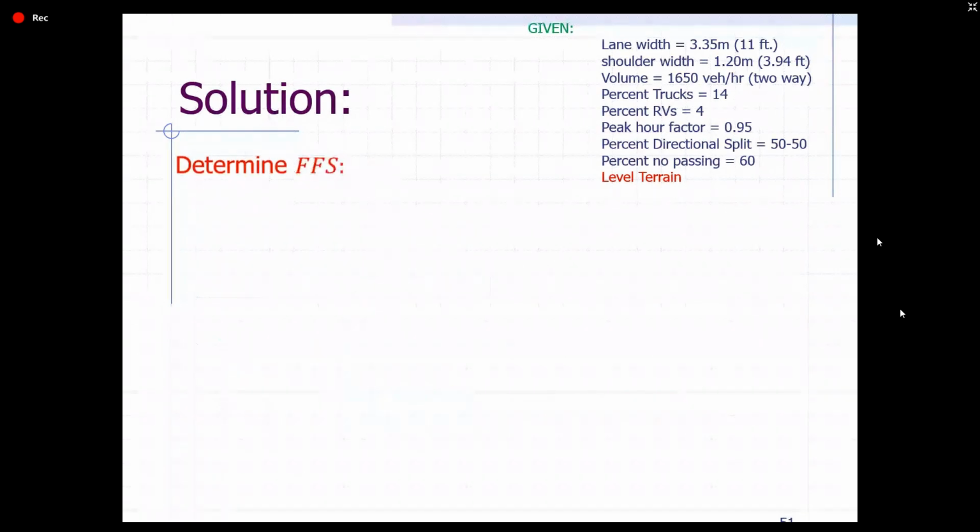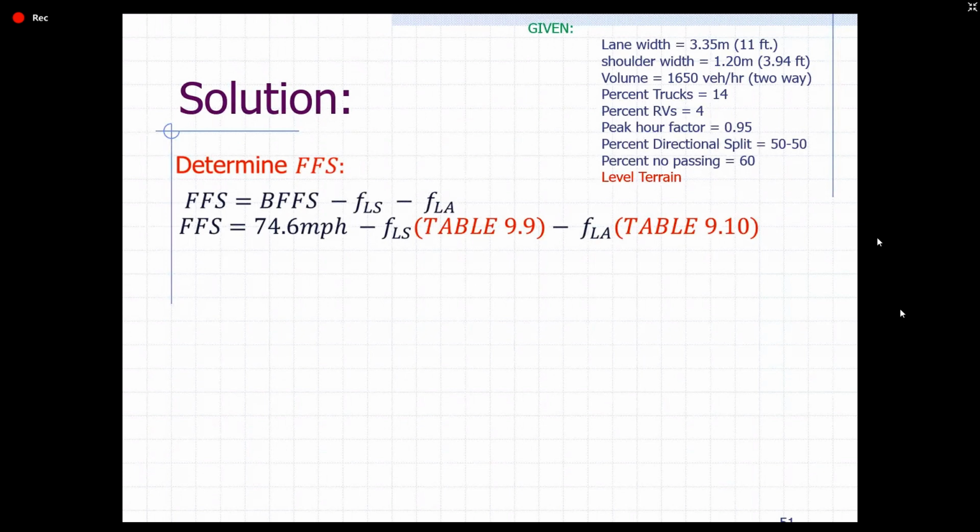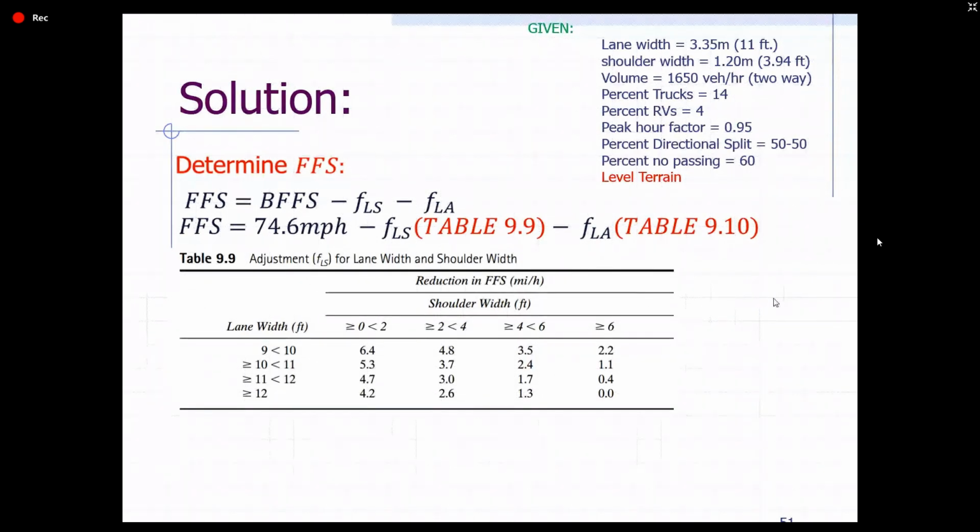So your free flow speed is, eto siya, base free flow speed minus your FLS minus your FLA. So your FLS, this is in table 9.9. Then your FLA, this is table 9.10. Kunin lang natin yung table, nandito siya. Check mo lang yung lane width mo is 11 feet. So that is equals to 11 feet. And your shoulder width, yun yung nandito sa baba, that is 3.94 feet. So that is less than 4. So our value is 3.0.